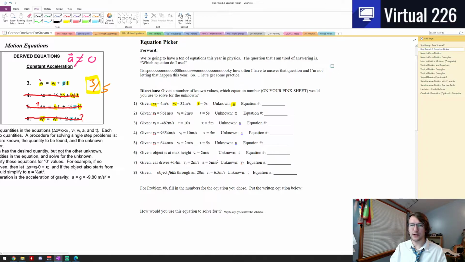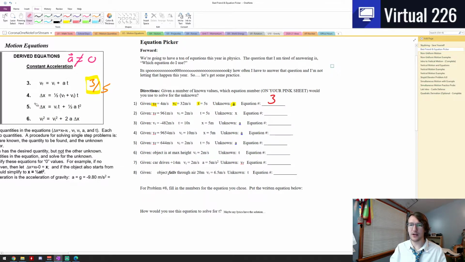If you look at 3, I have VF, I have VI, I have T, I'm looking for A. This is the equation I'm looking to use here. I can plug in my given values, the 4, the 32, the 5. I can do some math, and I can go ahead and solve for that acceleration, whatever it may be. Okay, so let's take a look at one more here. Let's just practice one more time.